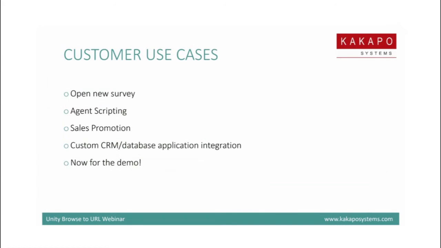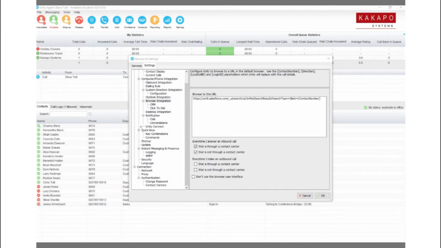I think if we skip on to the use cases, these are quite varied. Often we see the browse to URL feature used in call centers for things like agent scripting, as an example, and also a similar sort of thing for sales promotion.